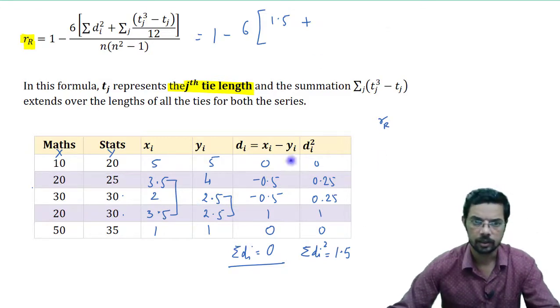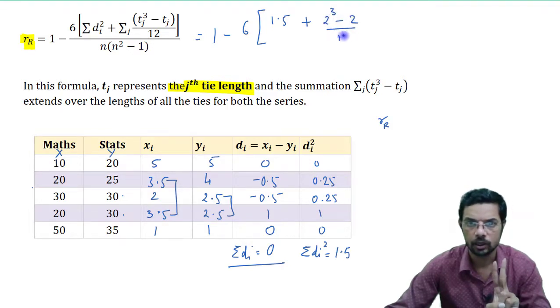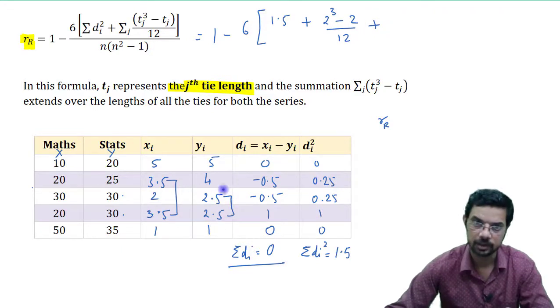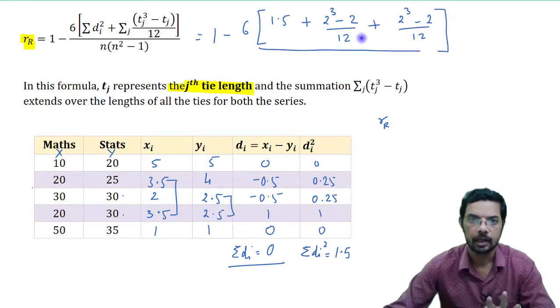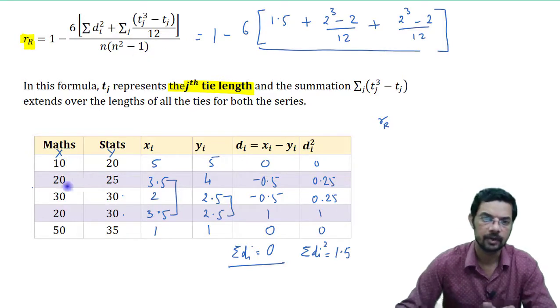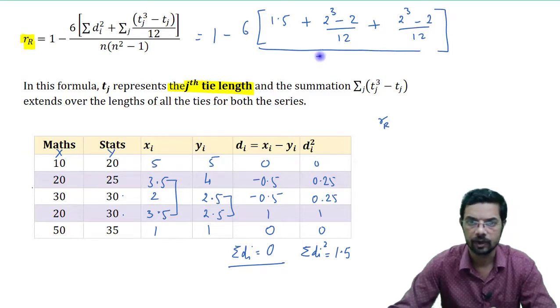So for this tie 3.5, we have the tie length as 2. So we will be having 2 cube minus 2 divided by 12. Plus again for this tie we will be having 2 cube minus 2 divided by 12. The whole divided by n into n square minus n. What is n? N is the number of pairs: 1, 2, 3, 4 and 5. So we have 5 into 5 square minus 1.